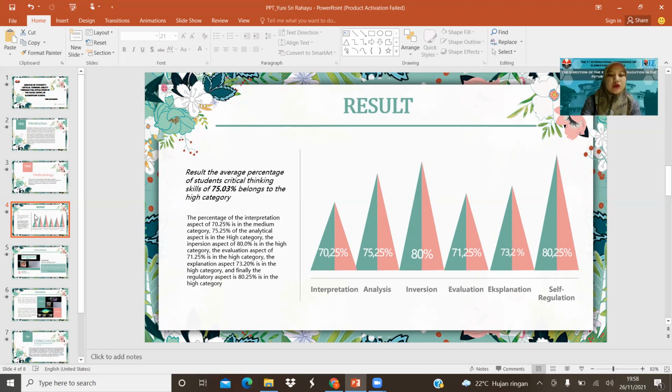The evaluation aspect of 71.25% is in the high category. The explanation aspect of 73.20% is in the high category, and finally the self-regulation aspect is 80.25%, which is in the high category.